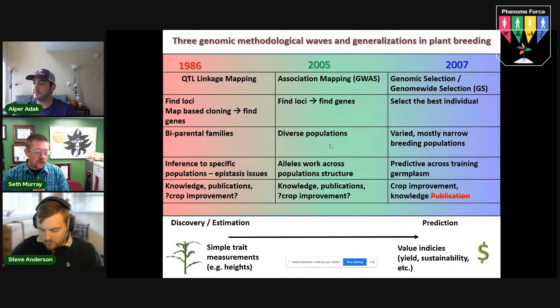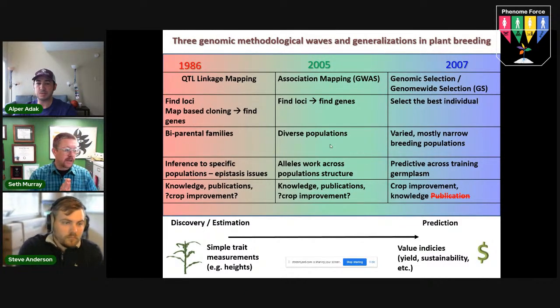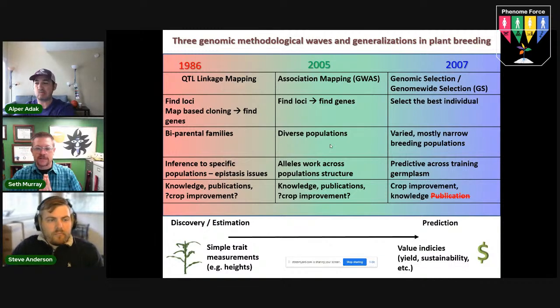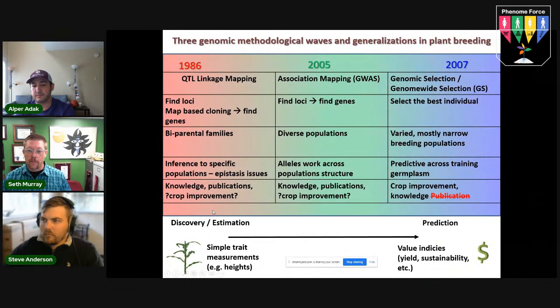I like to make a connection to genetics and genomics, and hopefully it'll make sense in the next slide. There's really been these 3 genomic methodological waves. In 1986, there was a focus on QTL linkage mapping. We were under the impression that we were going to find genes and clone the genes, and that somehow that would be useful for crop improvement. What it did do is train a lot of students. It generated a lot of knowledge and a lot of publications, but we just haven't seen the commensurate crop improvement.